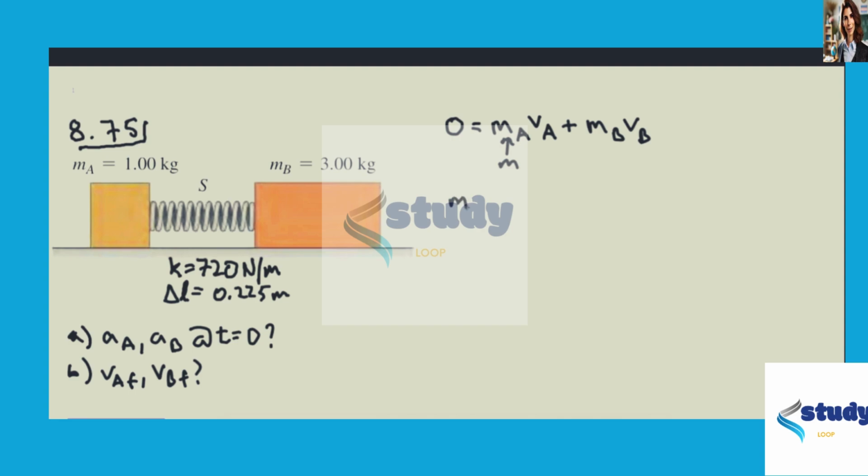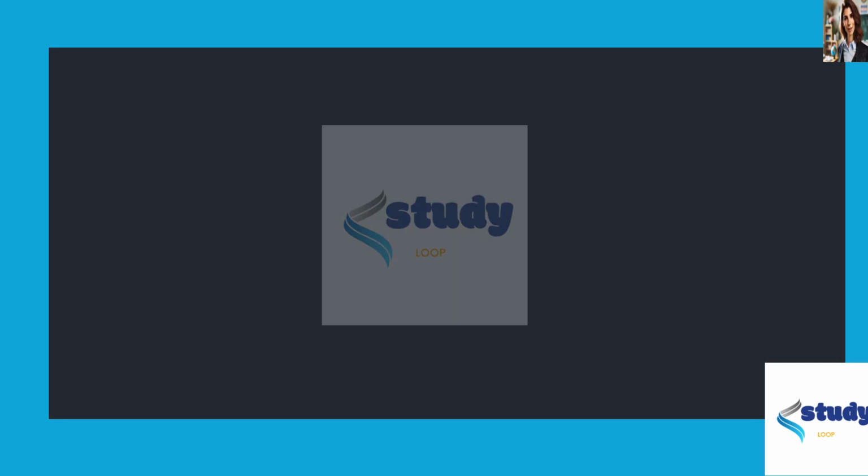So m vA will always be equal to negative 3 m vB. So vA is going to always be negative 3 times vB. And this makes sense because this is 3 times heavier, so it should be going 3 times slower.